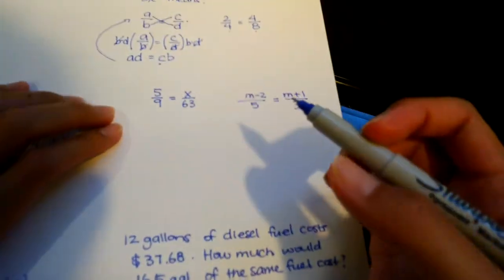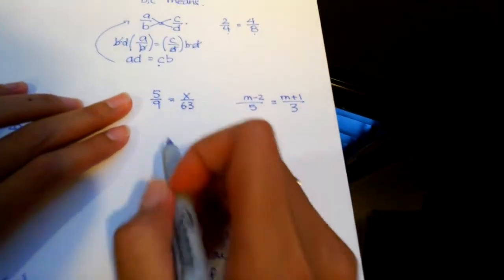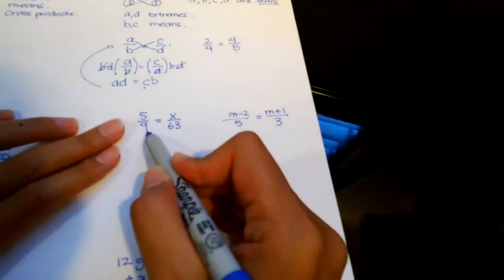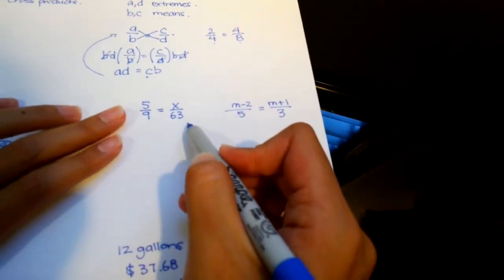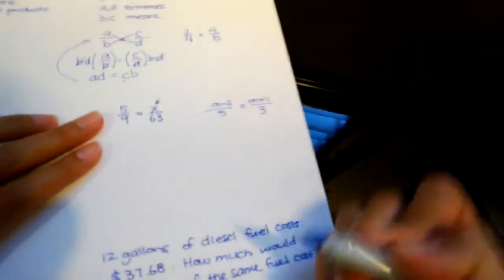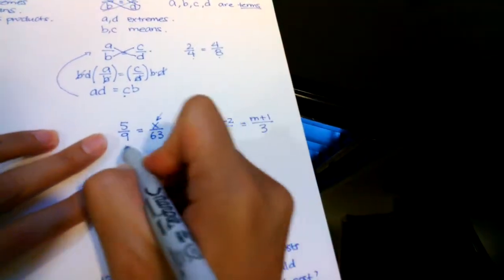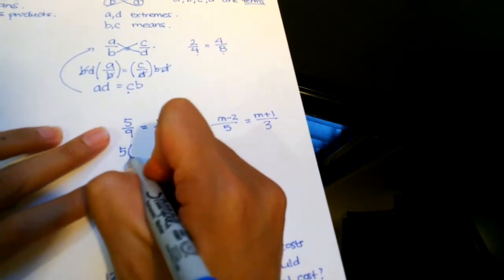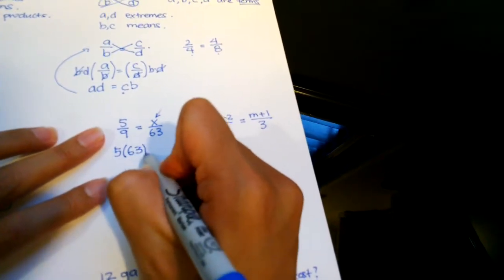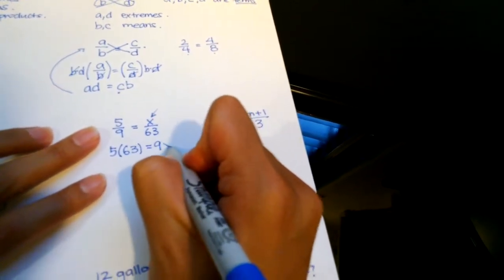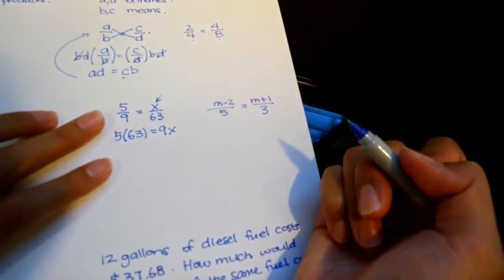So, examples of using proportions but solving for x. We have 5/9 equals x over 63, and our goal is to find out what this x is. We're going to use a cross product that we just talked about. So we're going to do 5 times 63 equals 9 times x, or we commonly write it as 9x.